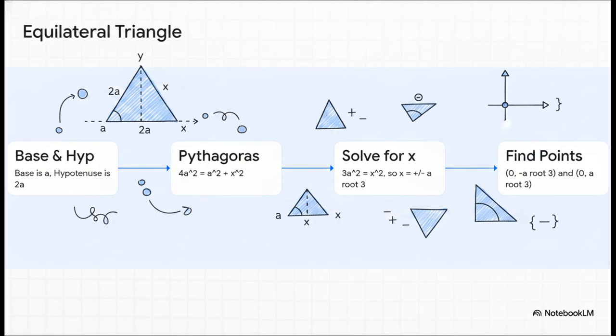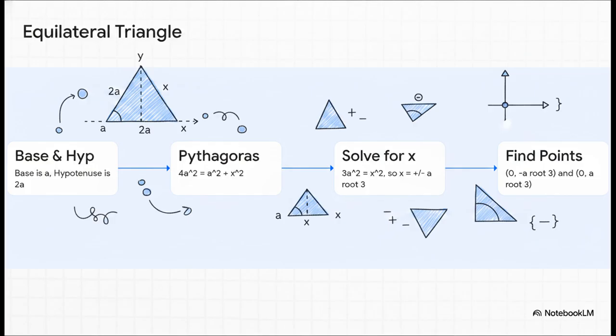Now this is where it gets really cool. A fantastic geometric application. Imagine an equilateral triangle anchored directly on the y-axis. We can use good old Pythagoras' theorem here. If the base lying along the x-axis is a and the hypotenuse is 2a, we set up our formula. Hypotenuse squared equals perpendicular squared plus base squared.